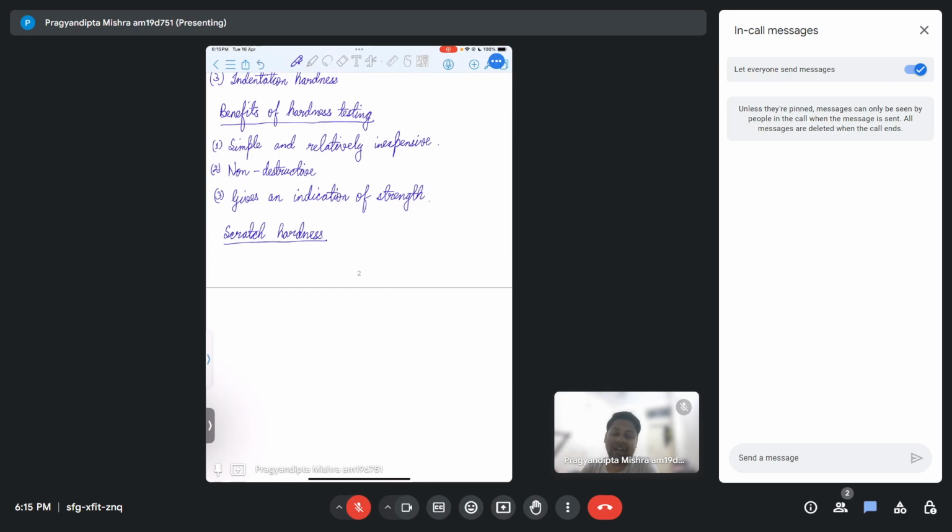So, what exactly do we mean by scratch hardness? If you see the name itself, you can guess what exactly we are doing in scratch hardness. It's the ability of a harder material to scratch a softer material, right? So we are measuring the ability of a harder material to scratch.